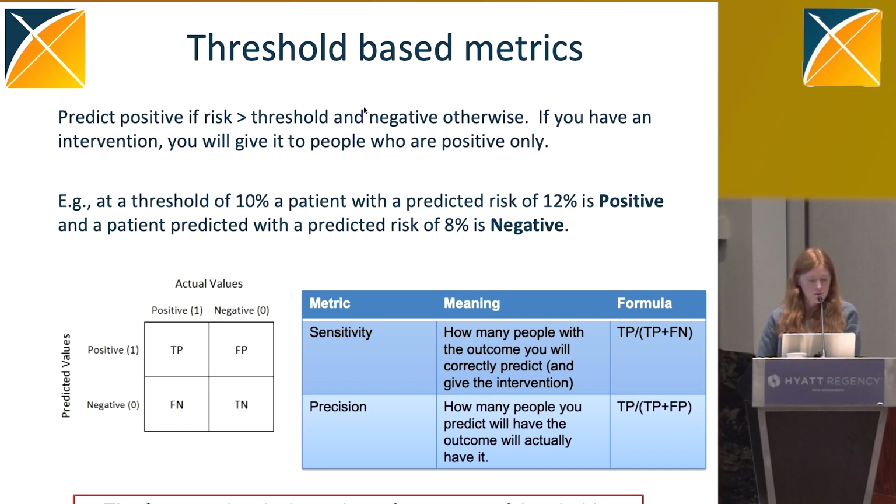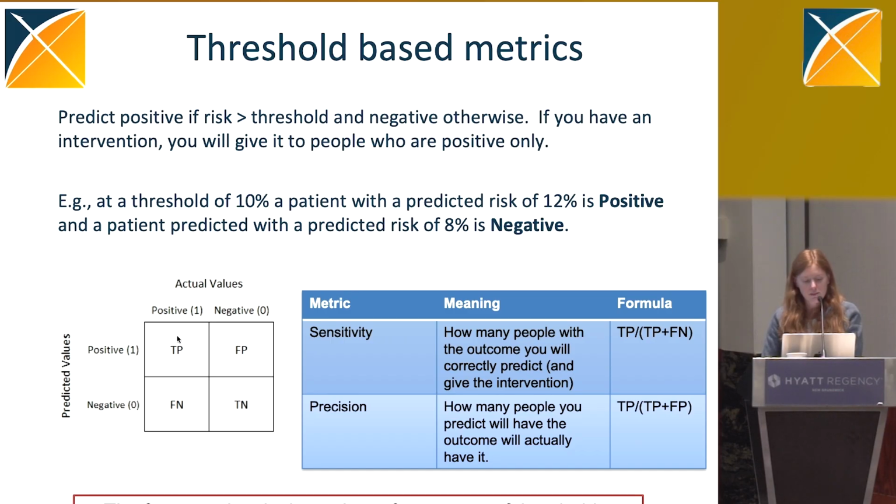But when you're applying a model for a clinical question, you also want to look at the threshold-based metrics. With threshold-based metrics, you say, if you have a predicted risk greater than some threshold, I'm going to say you are positive for having the outcome. Otherwise, you're negative. And you're going to give the intervention to people if they're positive. You want to make sure that your performance is good enough if you're going to be using this for some intervention. So if, for example, you had a threshold of 10% and someone was predicted 12%, they're positive, they'll have the intervention. If someone has a predicted risk of 8% with a 10% threshold, they're negative, they won't have the intervention.